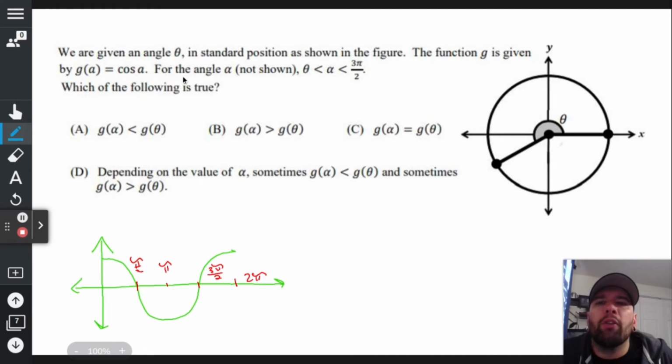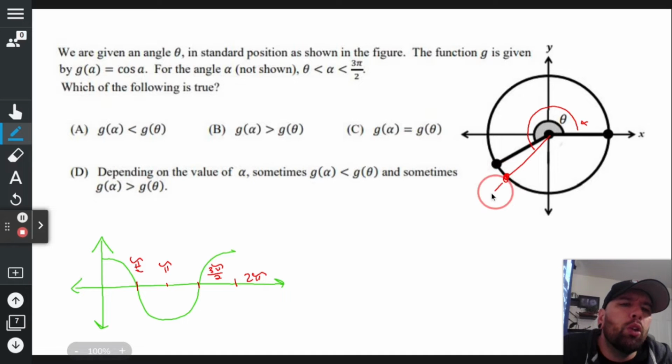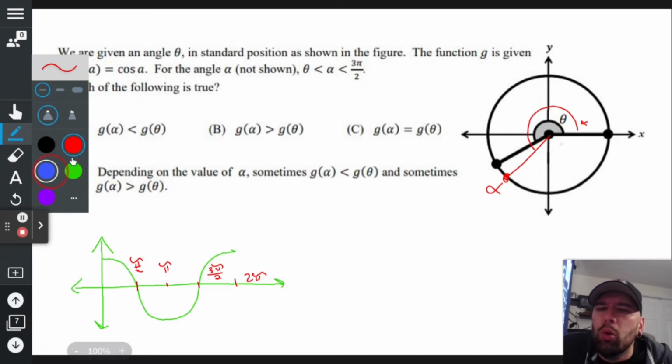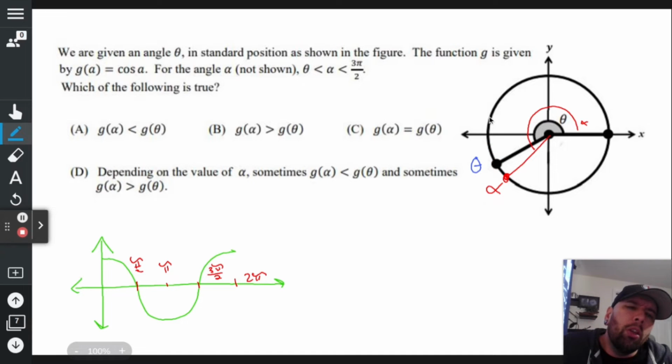For the angle alpha, which is not shown, alpha is in between theta and 3 pi over 2. So if I were to take an alpha and spin it around, it'll land maybe somewhere over here. So you would be my alpha and you would be my theta. Now all the magic happens between theta, which is in quadrant 3, and quadrant 3 begins at pi and ends at 3 pi over 2.